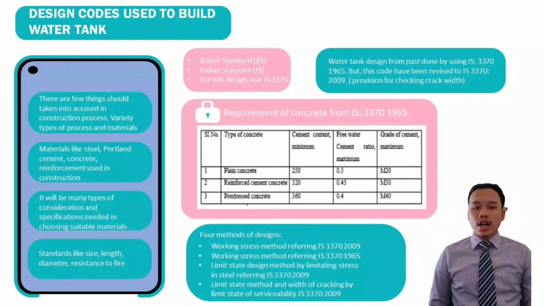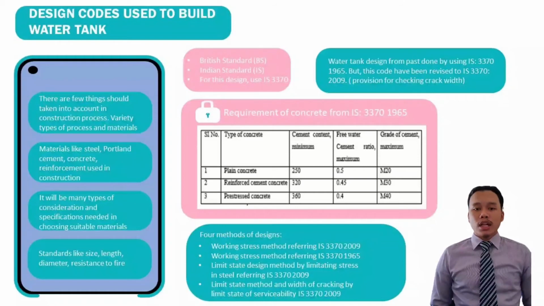First, for the design code, there are a few processes that need to be done before a building is completely constructed. And we'll use many types of materials such as steel, cement, reinforcement, and more. So when it comes to a variety of materials, there are a few standards that need to be taken into account, like size, length, diameter, and also resistance to fire.